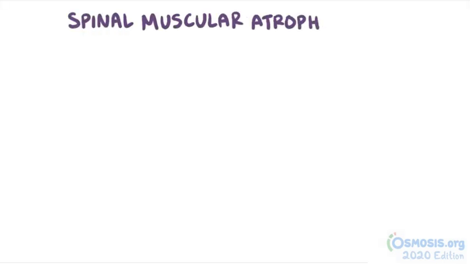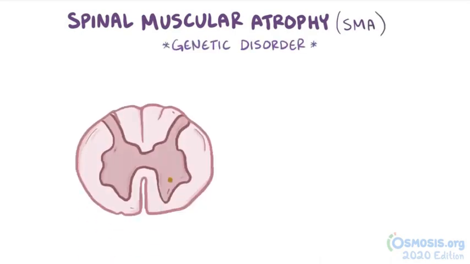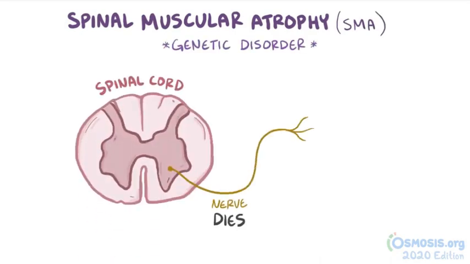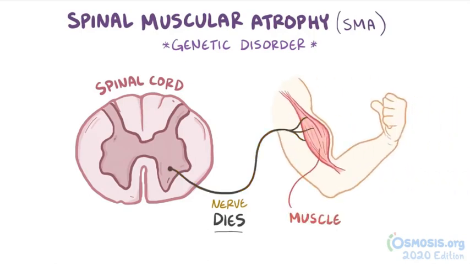Spinal muscular atrophy, or SMA, is a genetic disorder where nerve cells in the spinal cord die prematurely. And this causes the muscles that would normally be controlled by those nerves to atrophy or wither away, which causes weakness.